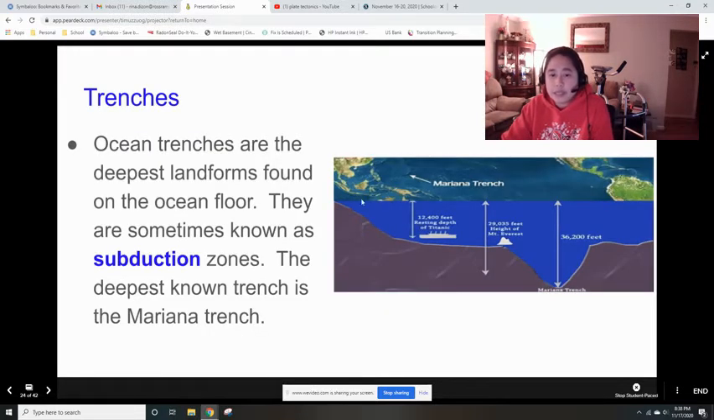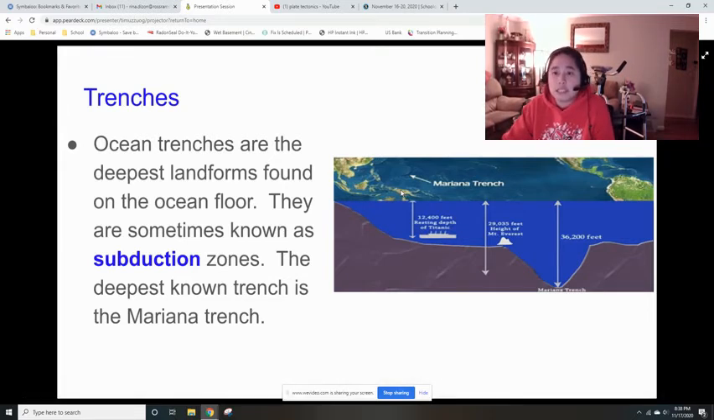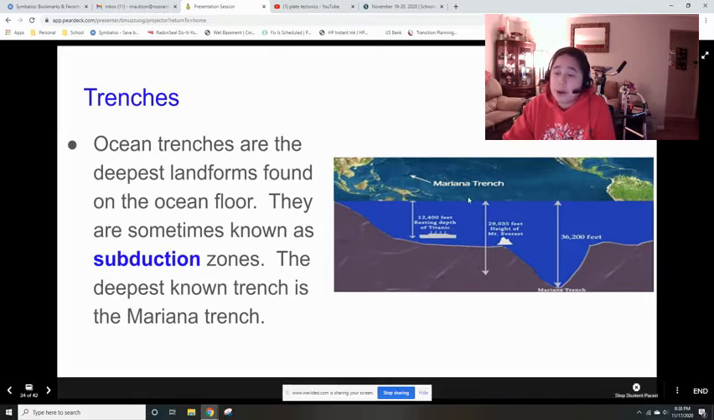And then trenches, those are formed in subduction areas. The deepest trench that we know of is the Mariana Trench, which might be less up to date now, because I know that in China they just found another trench that might be deeper than the Mariana Trench. I just read an article on it yesterday. So this may change. But for right now, you guys are going to learn that the Mariana Trench is our deepest trench.